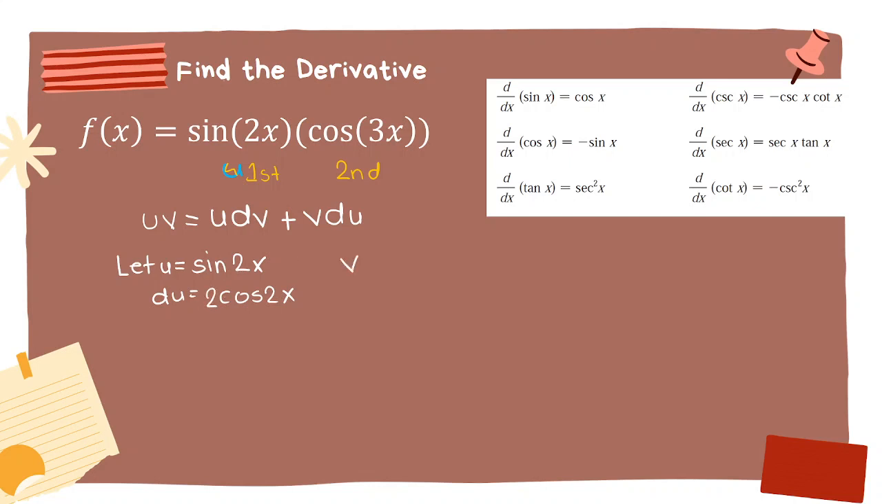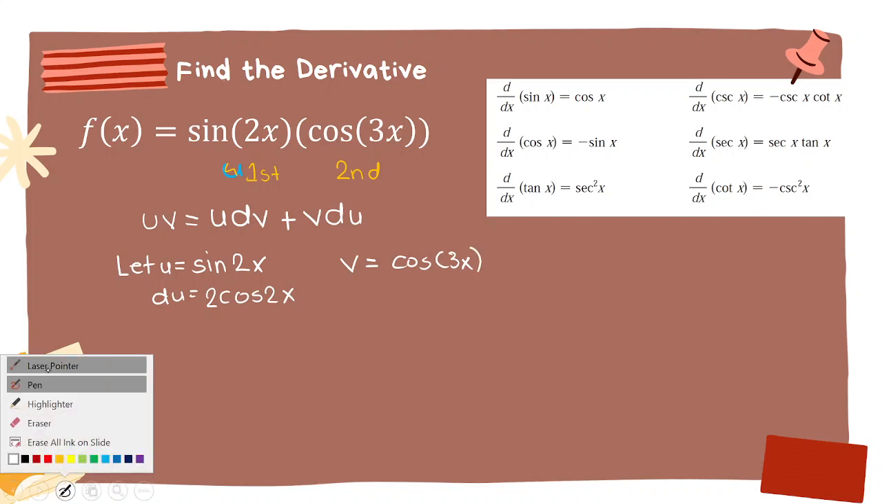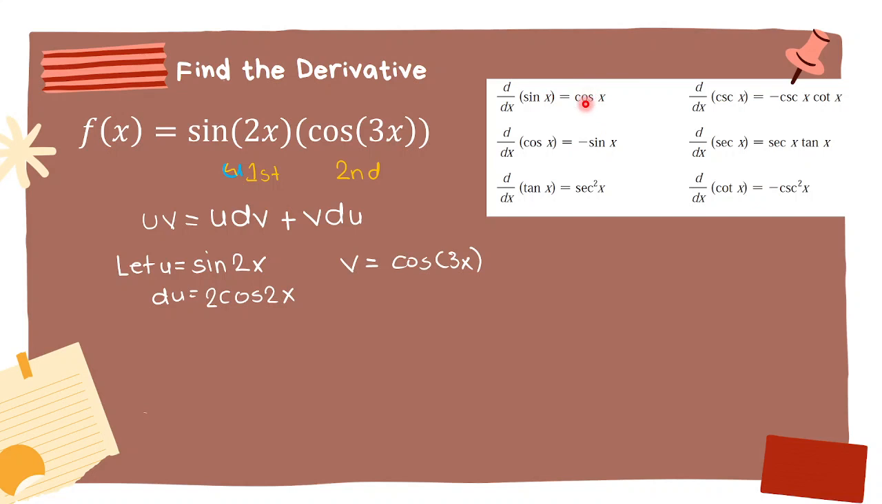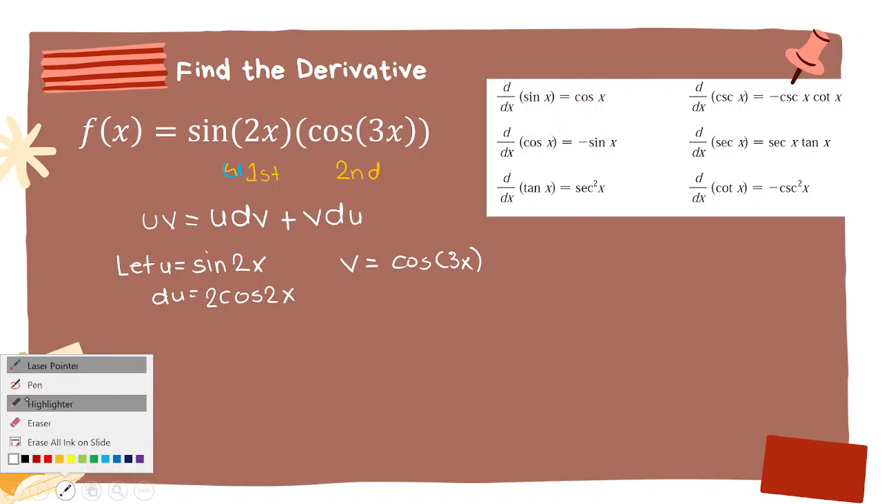Now, sa v, ano v natin? Cosine 3x. Ano ang derivative ng cosine 3x? Derivative of cosine 3x based on the formula is just the negative sine. So, ang dv natin ay, ano yung dv natin?